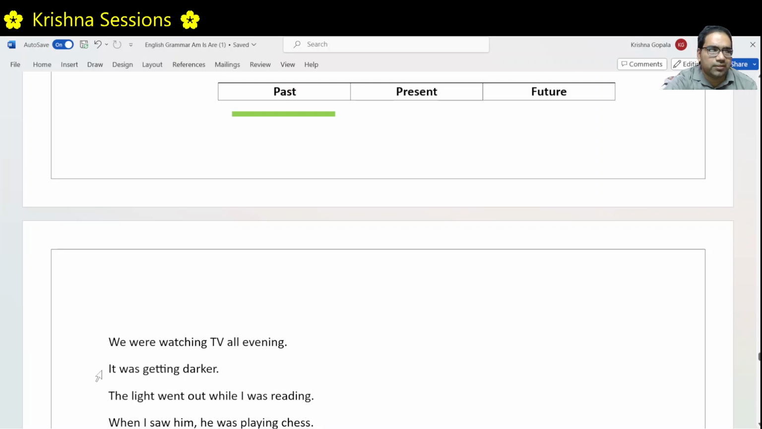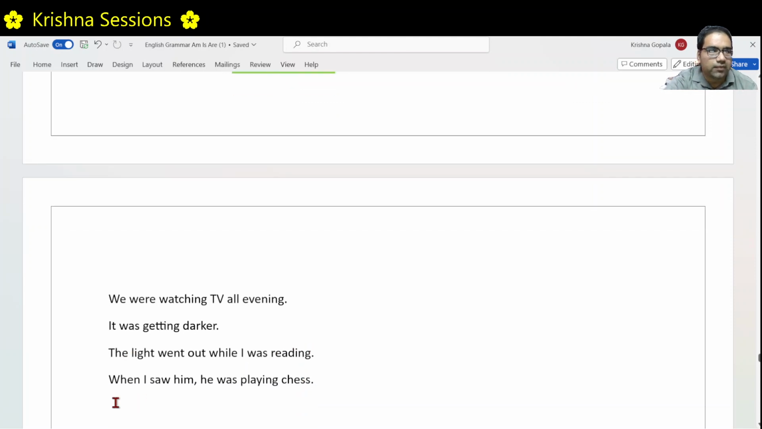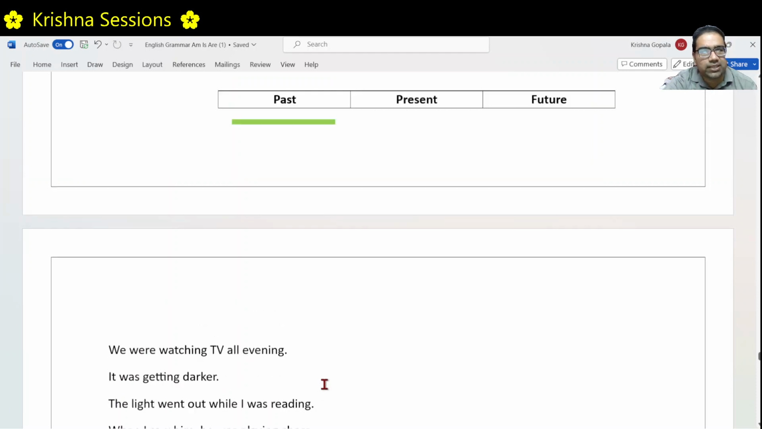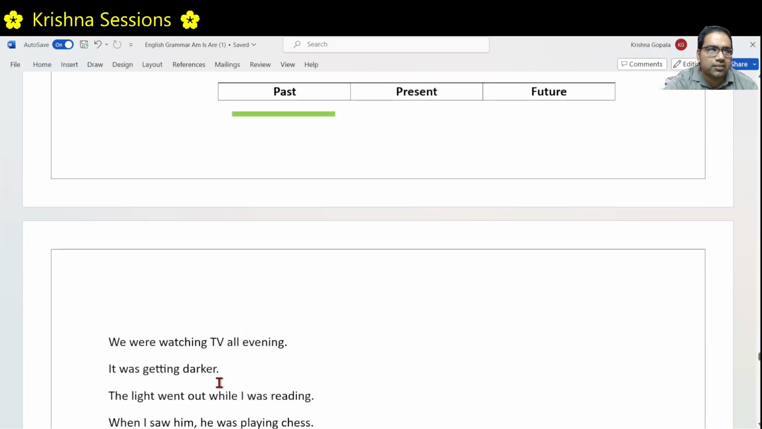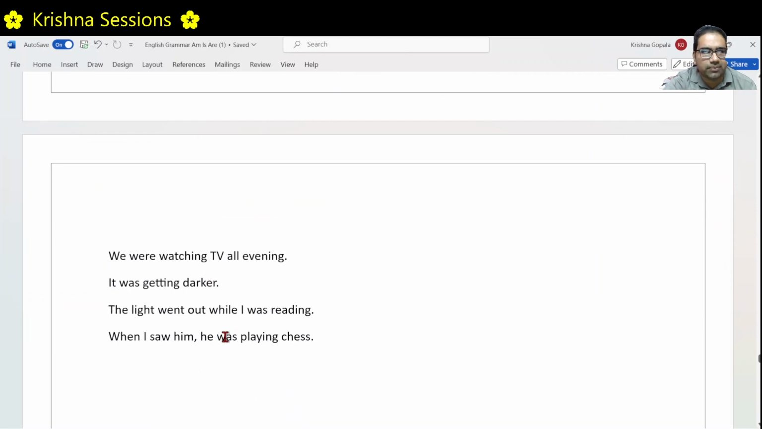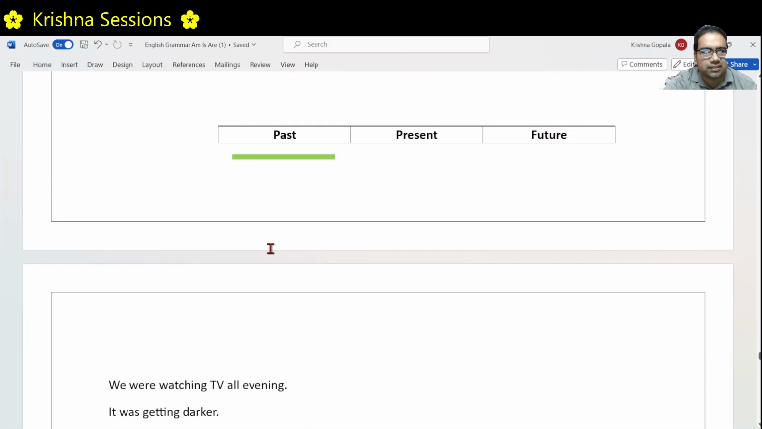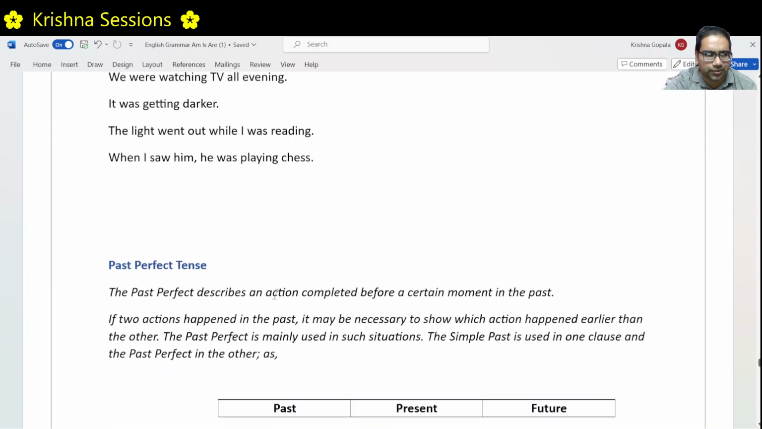That's why past continuous. It was getting darker. So for some time it was getting darker. The light went out while I was reading. I was reading. The light went out. When I saw him, he was playing chess. This action was happening for a while. It's not just finished. He played chess would have been simple past, but there is a continuity here. When I saw him, he was playing chess. While he was playing chess, I saw him. So he started playing chess from here to here, and I saw him somewhere here. That's why it is past continuous.